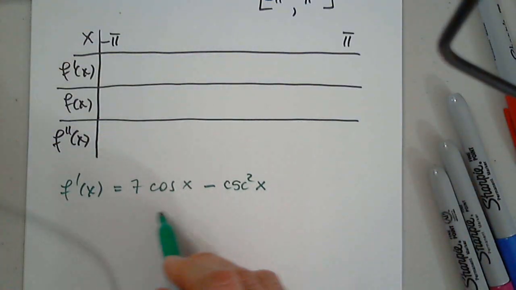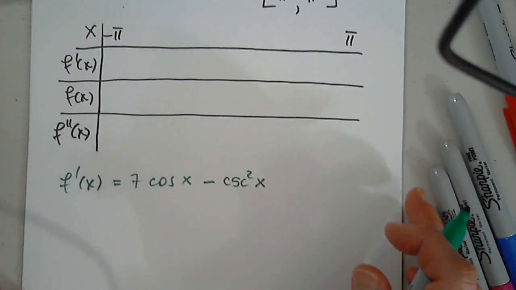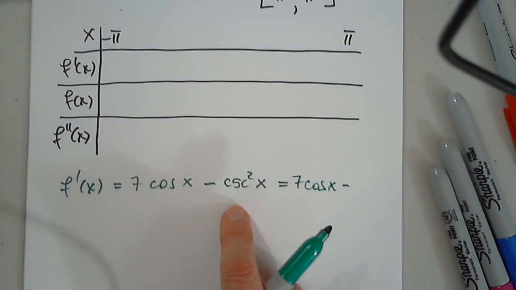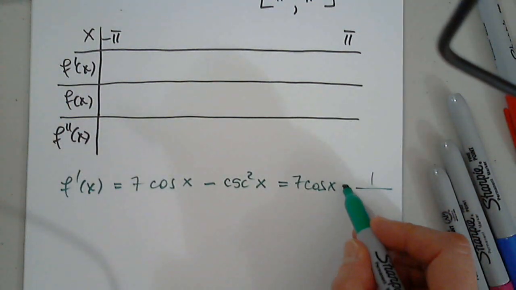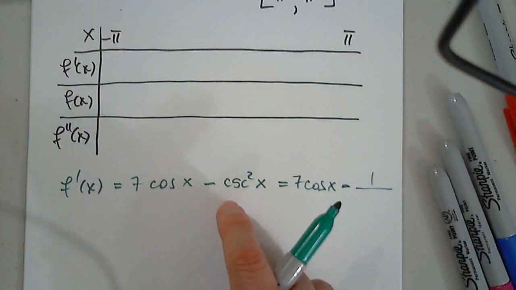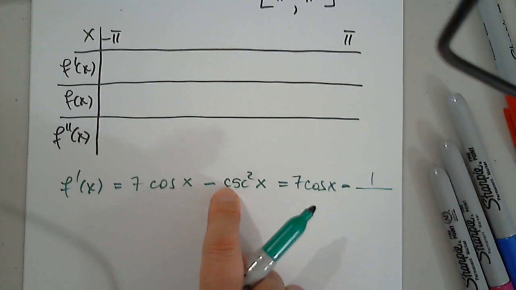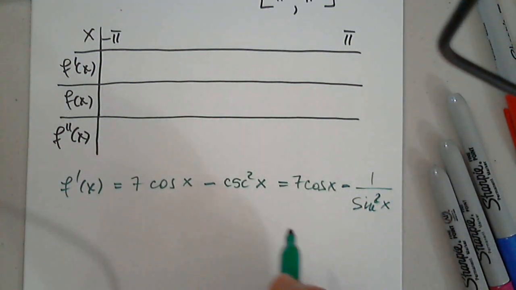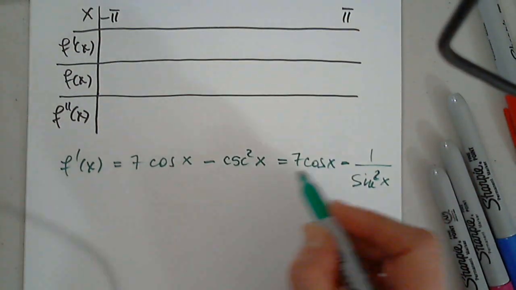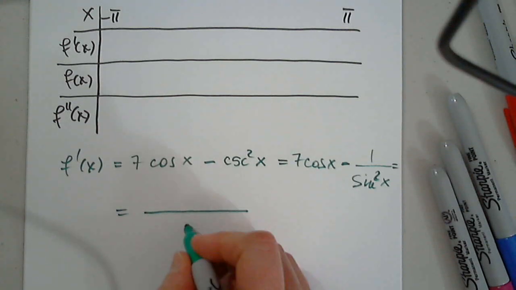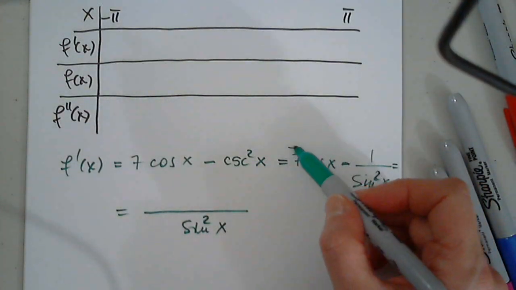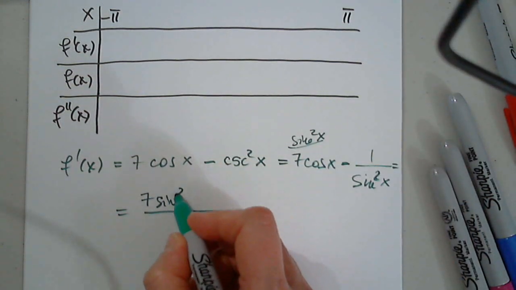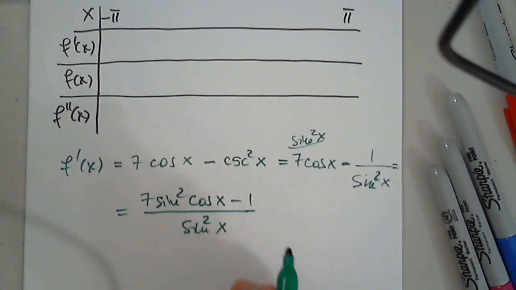Okay, so now I have to find something here, because first of all, I have to change cosecant. So anyone remembers what is cosecant equal to? 1 over sine. So cosecant is 1 over sine, so cosecant squared is 1 over sine squared. So we continue, we find the least common denominator, and we multiply this by sine squared. So 7 sine squared cosine x minus 1.